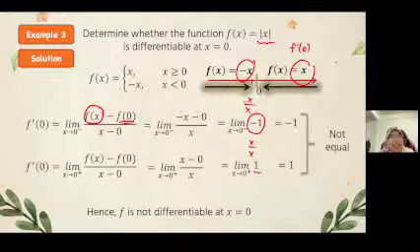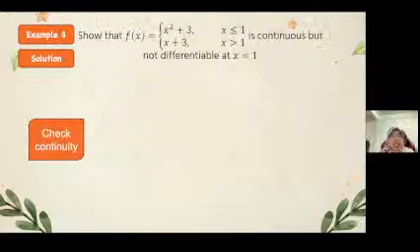Okay, next. Example 4. Show that f(x) is continuous but not differentiable at x equal to 1. So now we want to see what's the difference, because we recently learned about limit and continuity. So you might get confused with limit and continuity as well as the first principle of differentiation. So for this example, we're going to see what is the difference between how to check for continuity and how to determine whether they are differentiable or not.